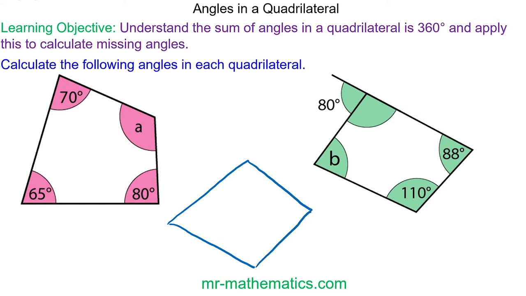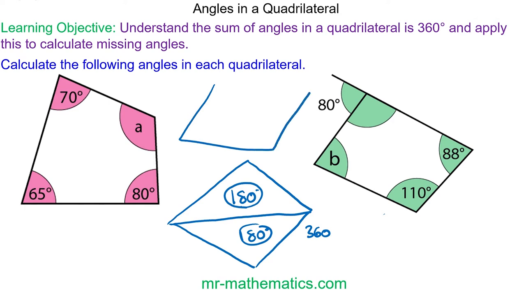So we have a quadrilateral here, and you can see we can split this up into two triangles, and angles in a triangle add up to 180. So because we have two lots of 180, we have 360 degrees in total. And it works for any quadrilateral where we can split it up into two lots of 180. So again, we have another 360.